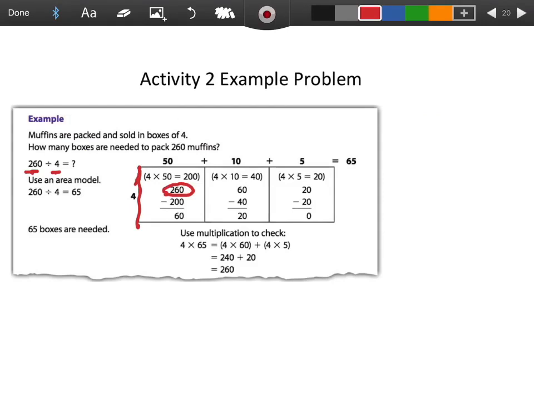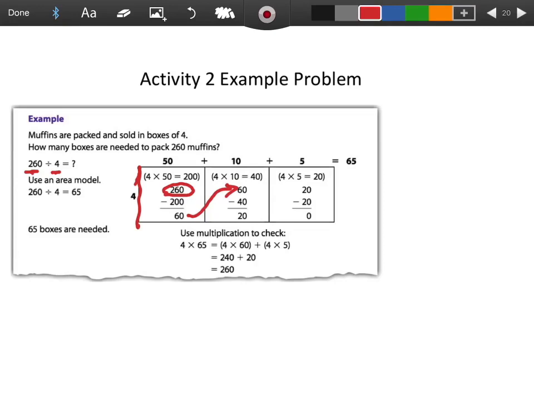So if I'm packing groups of 4, can I pack 50 boxes of muffins? Yeah, I sure can, because 4 times 50 is 200. So I'm going to pack those 50 boxes. So I'm going to take that 200 muffins out, and that leaves me with 60 muffins left to divide. So I'm going to take that 60 and I'm going to move it up here. So now I only have 60 muffins left to divide.